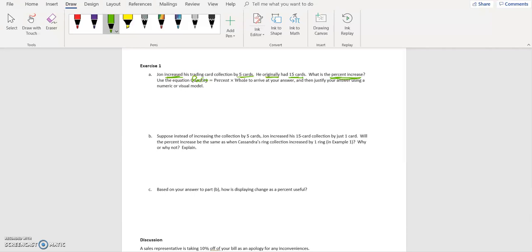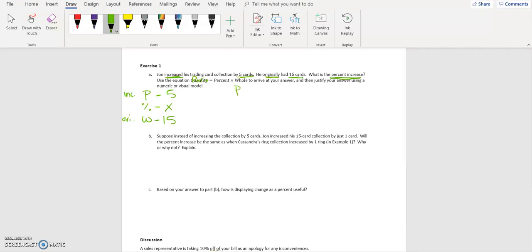Okay, so we need our P, we need our percent, and we need our whole. And we said our part is, in this case, how much it is increasing by. And so it's increasing by 5. We don't have a percent. That is what we are looking for, so that's going to be our variable. And then our whole is what we had originally. So what did we start out with? He had 15 cards.